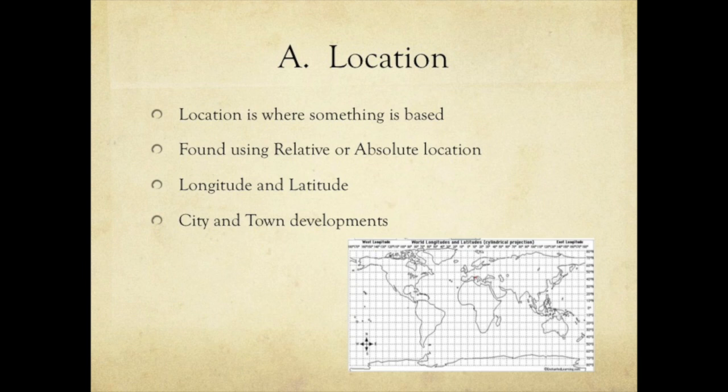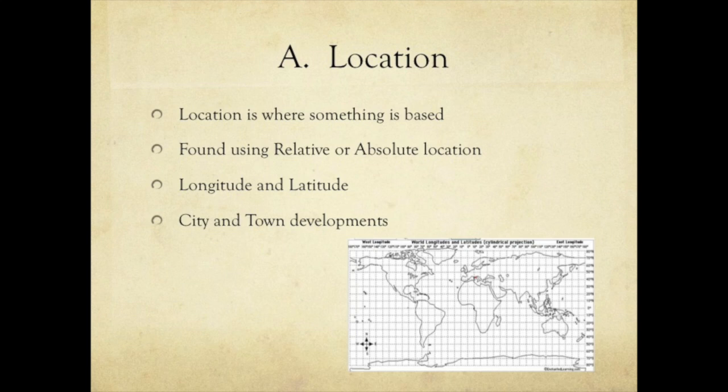The first sublet of geography is location. And location is where something is based. It can be your house. It can be a mountain. It can be any place that you physically can go to or physically can see. When we talk about location, there are two types of location that you need to remember. The first is relative. The second is absolute.